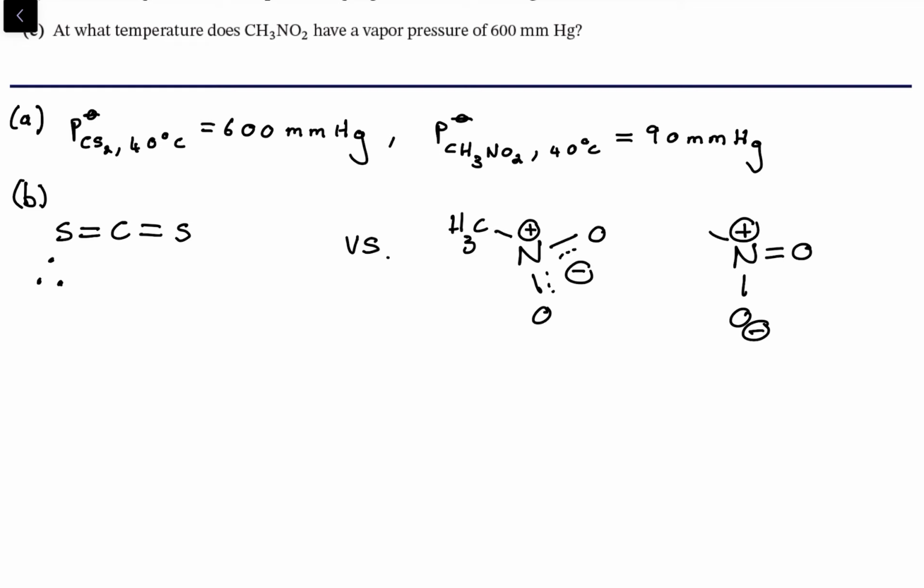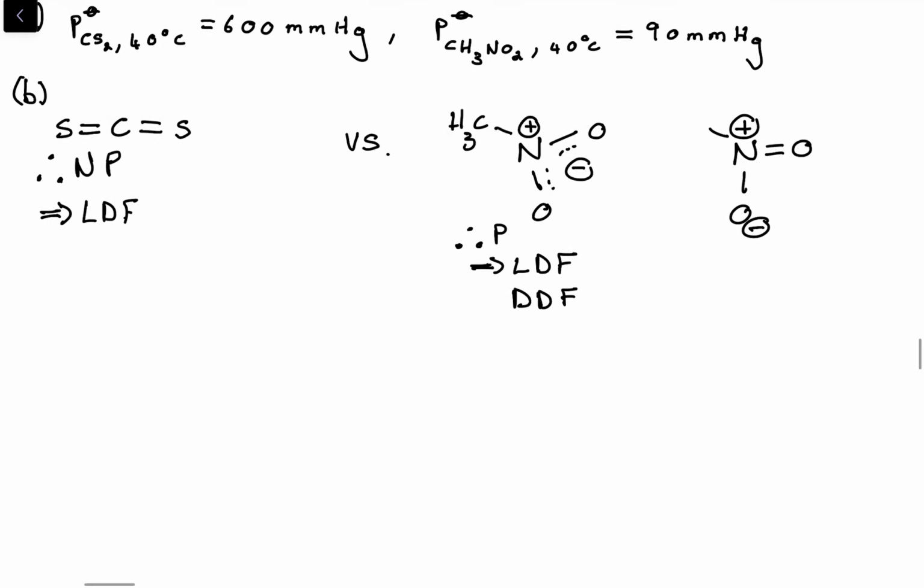So CS2 is non-polar. Therefore, the only forces that we can have are London dispersion forces. The other option here is polar. So this means we'll have London dispersion forces because all molecules have them, but also dipole-dipole forces. There's no hydrogen bonding, and no ion-dipole or other kind of weird things. So those are the molecular forces present.